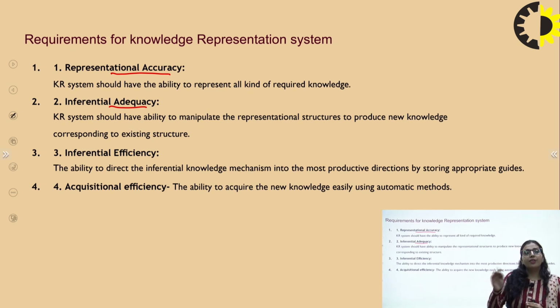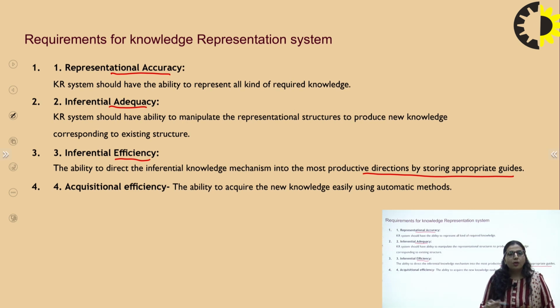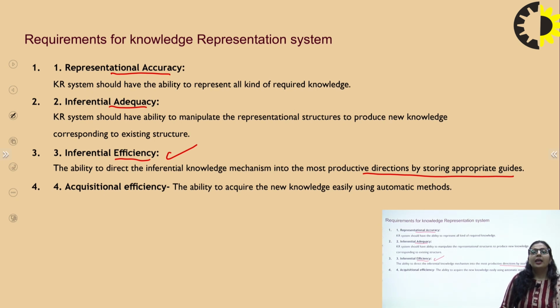Means whatever knowledge we have already stored in the knowledge base, that knowledge can be used to create another kind of knowledge. Inferential efficiency is the ability to direct the inferential knowledge mechanism into the most productive directions to store appropriate guides. Whatever guidelines or data information needs to be stored, that should be efficient, right? Acquisitional efficiency is the ability to acquire new knowledge easily using automatic methods.